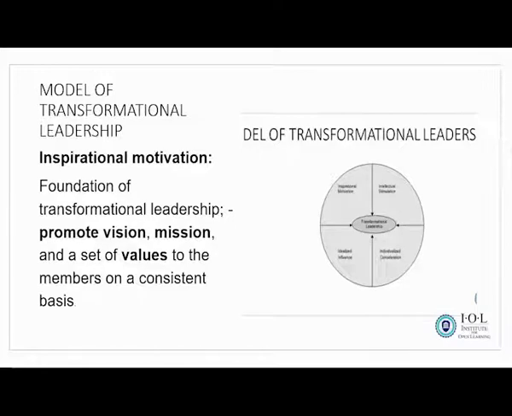The foundation of transformational leadership is known for promoting the vision. So as a leader of that school, your main motive will be to propel the vision of the school. In other words, you instill in the people that you lead a sense of identifying the vision of the school and also the mission of the school, where you want to take the school. It must be very well known to the people that you lead.